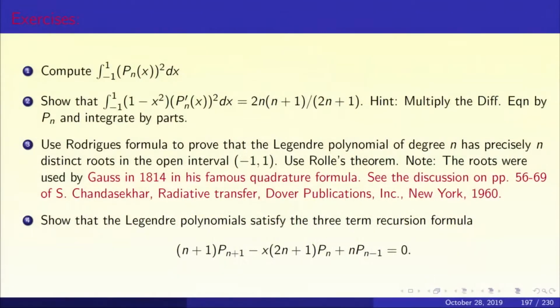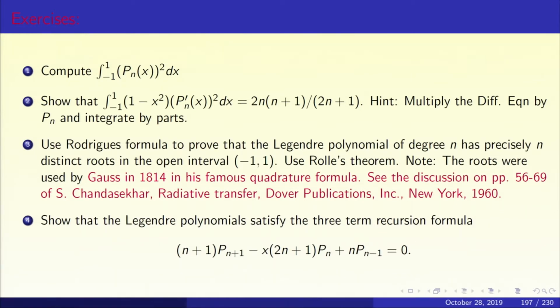So, because of this, we shall now give a detailed proof that the nth Legendre polynomial has n distinct roots in the open interval (-1, 1). We shall not discuss the Gaussian quadrature, but I shall give a reference to S. Chandrasekhar's book on radiative transfer that you see on the slide.